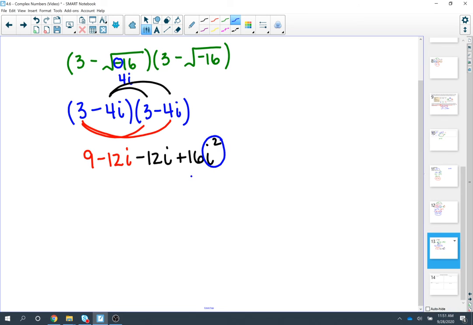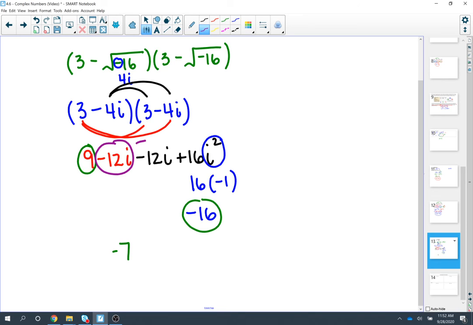At this point, i squared is a negative 1, so this is really 16 times negative 1. Ultimately, that's going to be a negative 16. Then, looking ahead, I can put my 9 with my negative 16, which gives me negative 7. Then I can come back and combine my negative 12i and my negative 12i, which is negative 24i, and we're done.